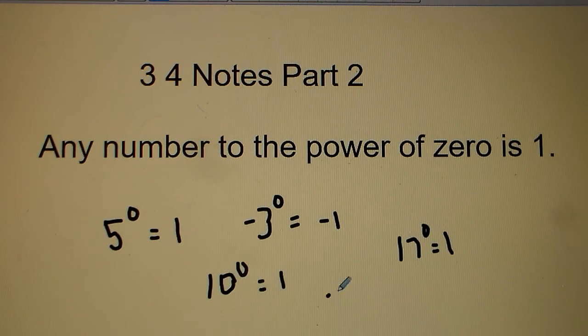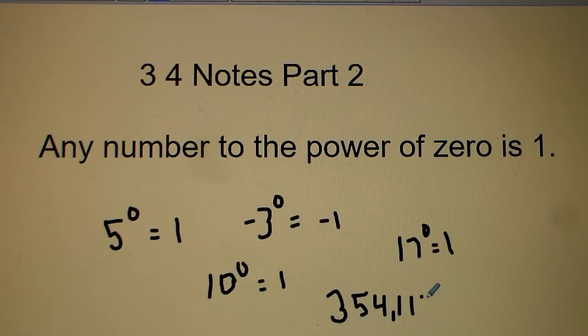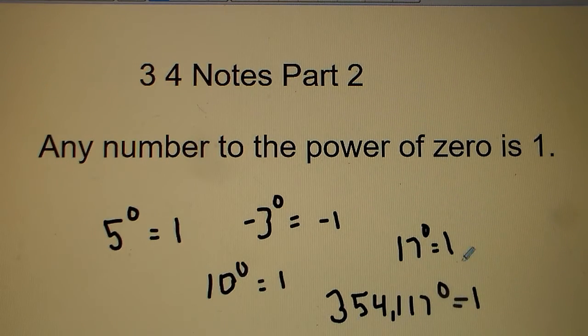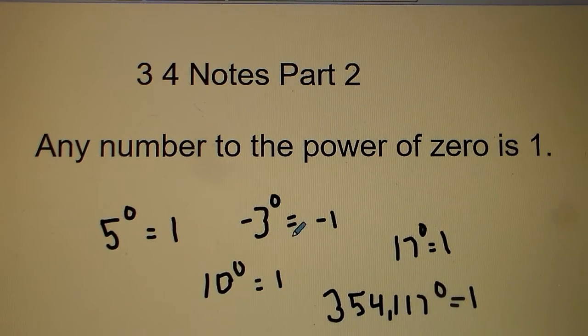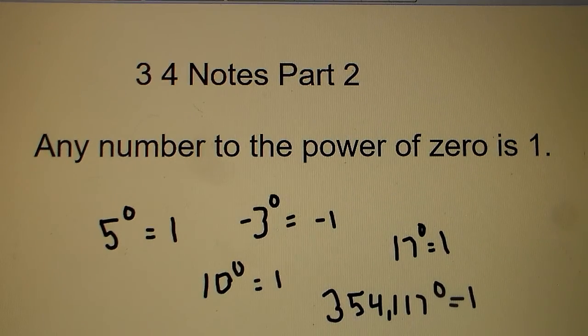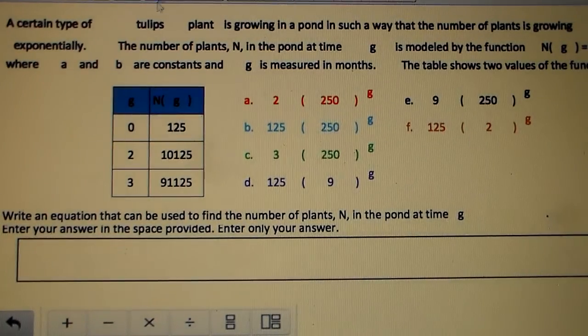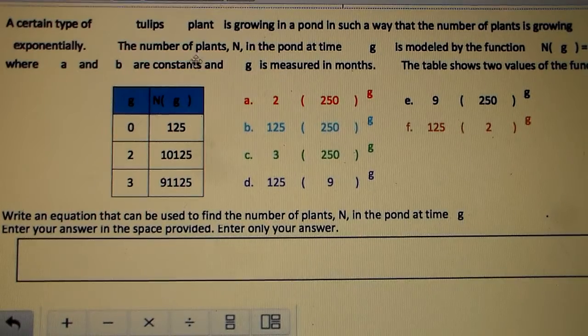And even if you get a huge number like 354,117 to the power of 0, that's also equal to 1. So anything to the power of 0 is 1. If it's a negative number to the power of 0, that's equal to negative 1. So keeping that in mind, let's look at this problem a little bit more.